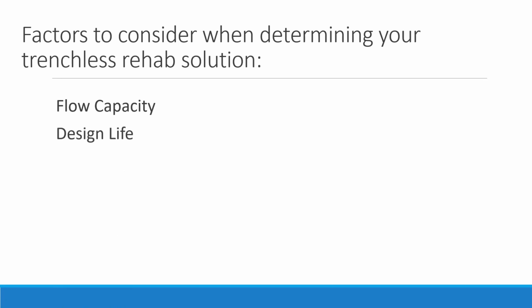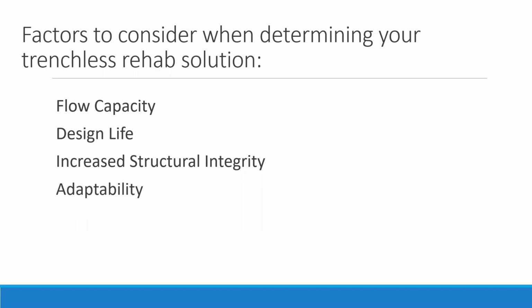Second would be its design life. What is the period of time for which the alternative solution is estimated to maintain structural integrity and function as designed? Third would be increased structural integrity, or the ability of the rehabilitation method to increase the overall structural integrity or strength of the culvert. Fourth, its adaptability, or the solution's ability to be expanded upon or altered in the future.